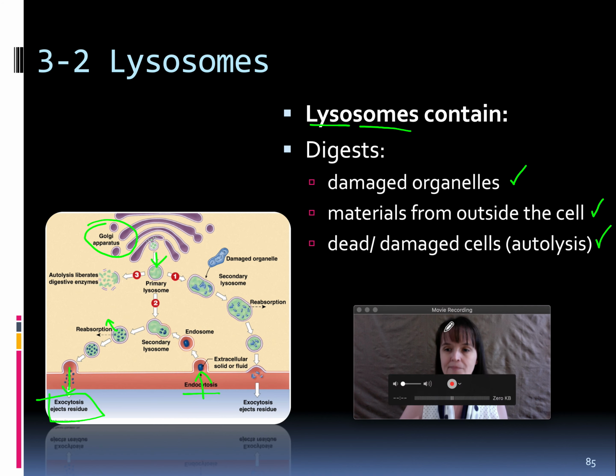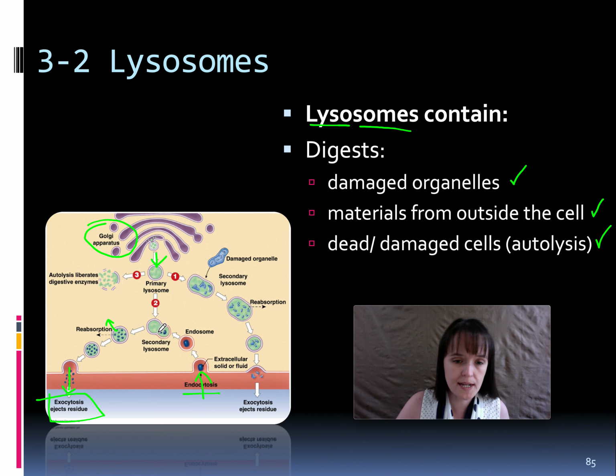Okay. So also what can happen, here's a damaged organelle, combines or is surrounded by the secondary lysosome. Good stuff is reabsorbed, bad stuff is pooped out, which is exocytosis. And also if this cell dies, then the lysosome membrane dissolves and releases its powerful digestive enzymes, and it eats the cell it's in from the inside.